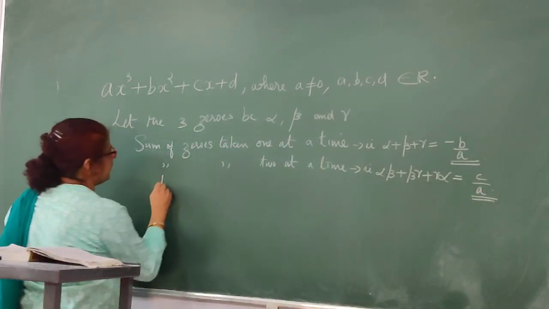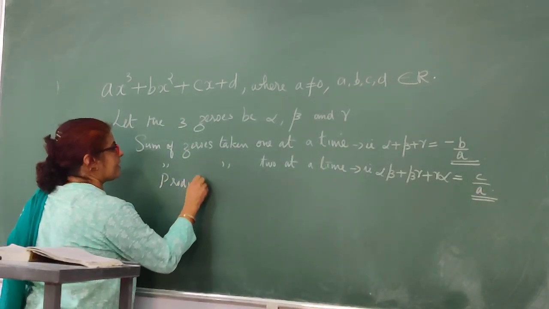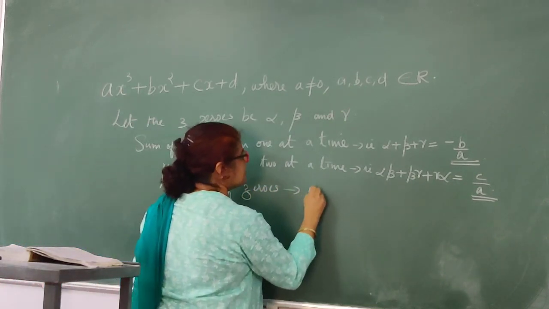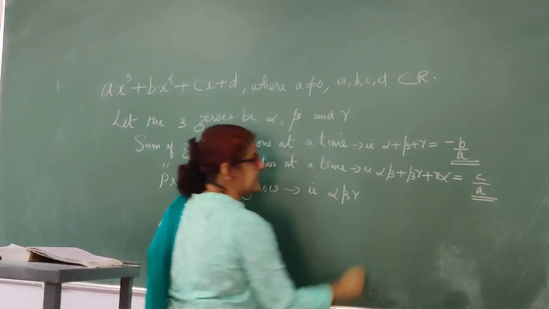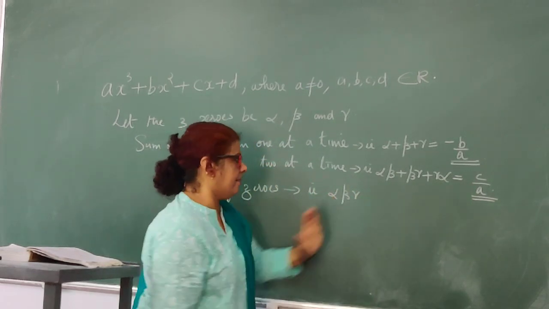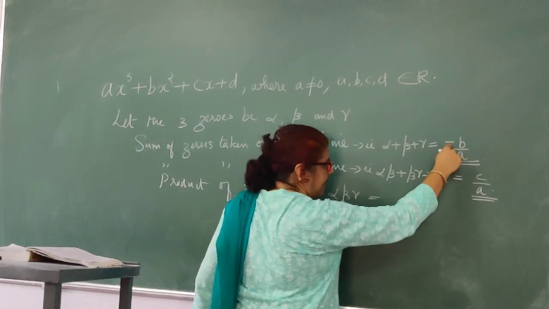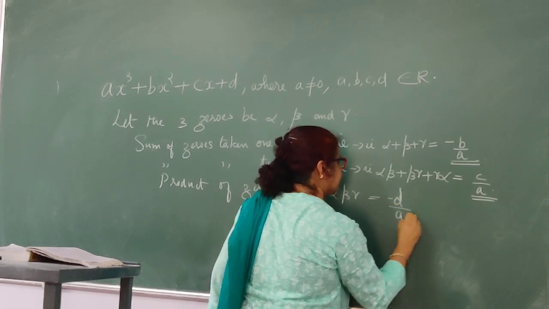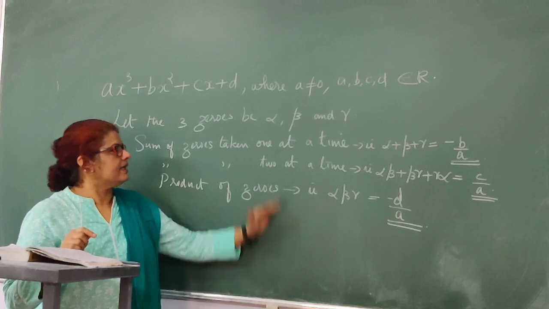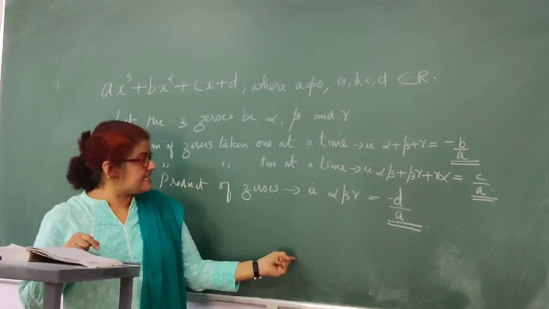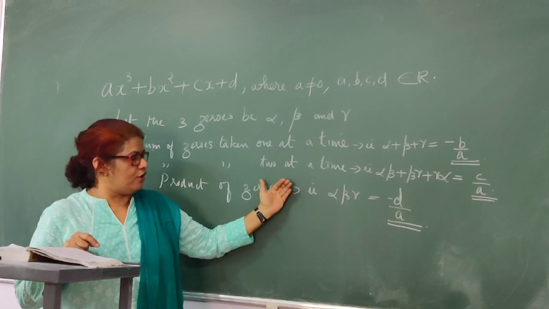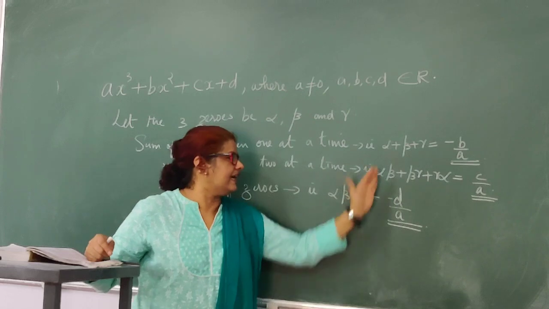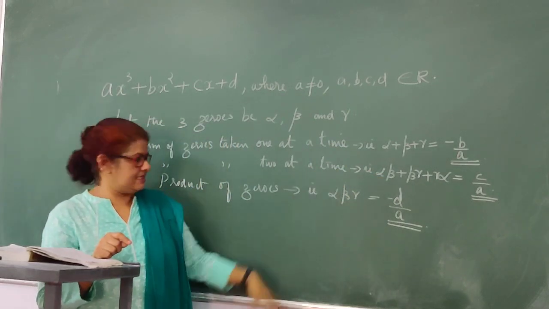Then next comes the product of zeros. The product of zeros, alpha into beta into gamma, is equal to, again alternating the sign, minus d by a. And this is the relationship between the 3 zeros of a cubic polynomial and its coefficients. Is it clear? Okay, then we go through examples.